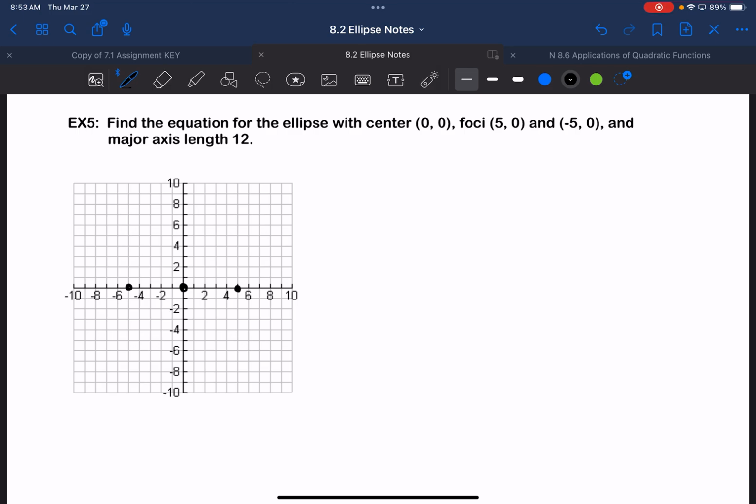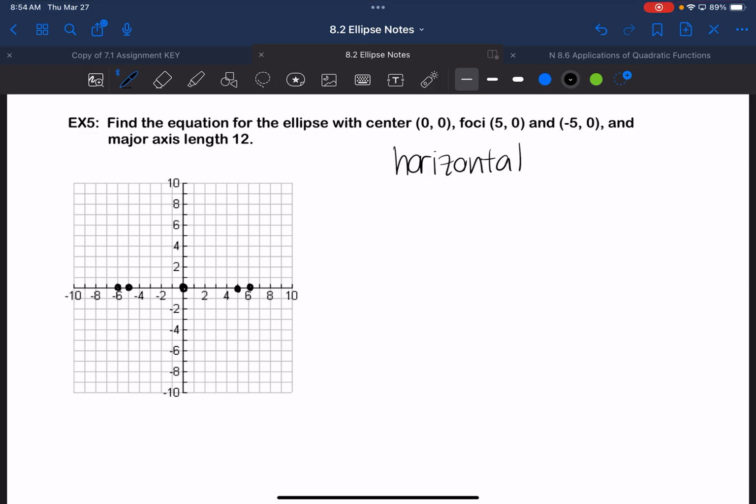Okay, and it says that the major axis, which is going to be the one that has the foci on it, right, has an entire length of 12. Well, if the whole thing is a length of 12, that means I went how many places in each direction? 6, right? So I'm going to have a vertice here at positive 6 and one here at negative 6. Okay, so this is definitely one that runs horizontal, right? Because all of that information, that major axis is on the x-axis.